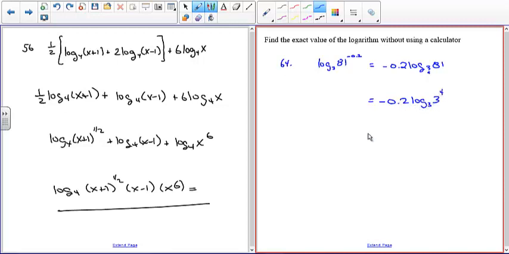Okay, now you can bring out this second one. You can do it again. So we took out the -0.2 initially. Now that we've created the exponent again, we can bring that out. And then we have log base 3 of 3. This is 1. So if you multiply those together, you get -0.8.